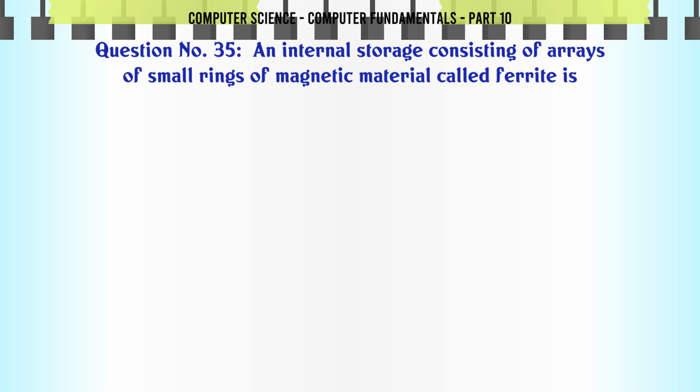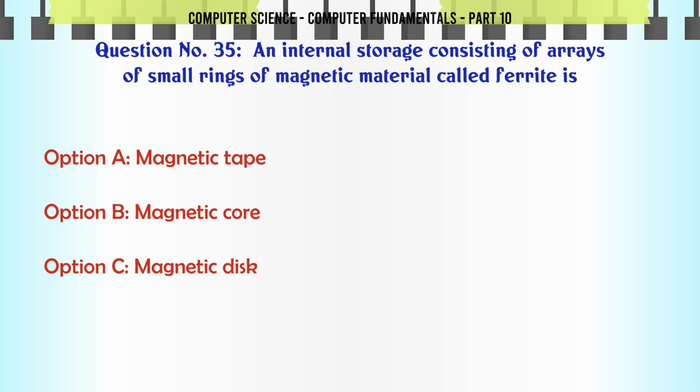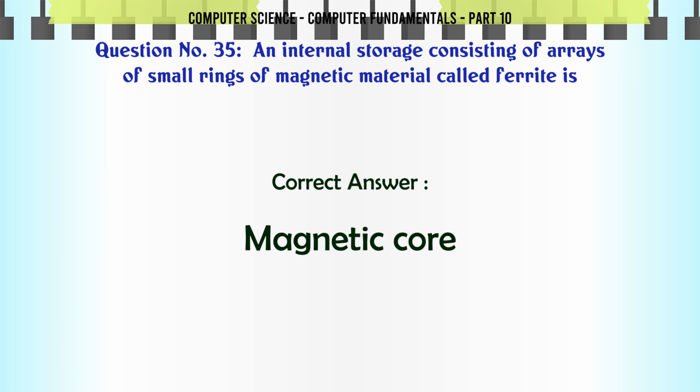An internal storage consisting of arrays of small rings of magnetic material called ferrite is A. Magnetic tape. B. Magnetic core. C. Magnetic disk. D. Optical mark reader. The correct answer is magnetic core.